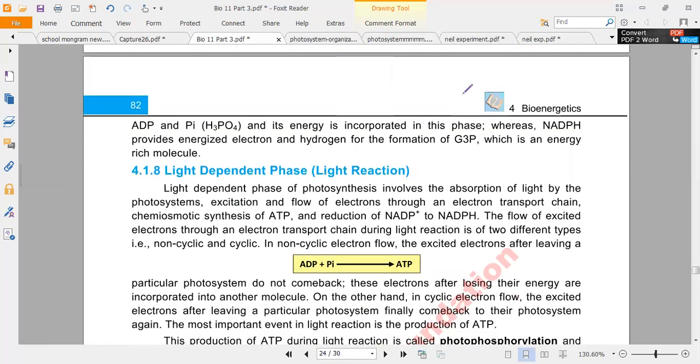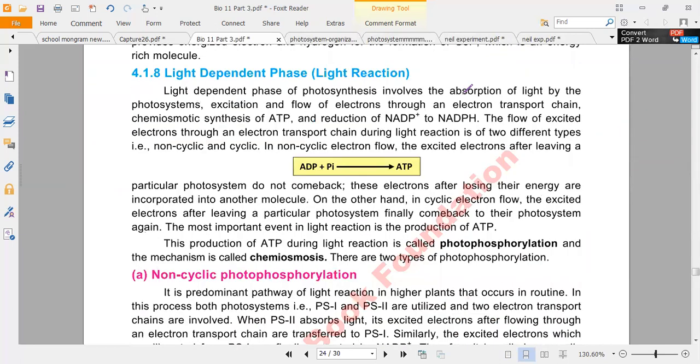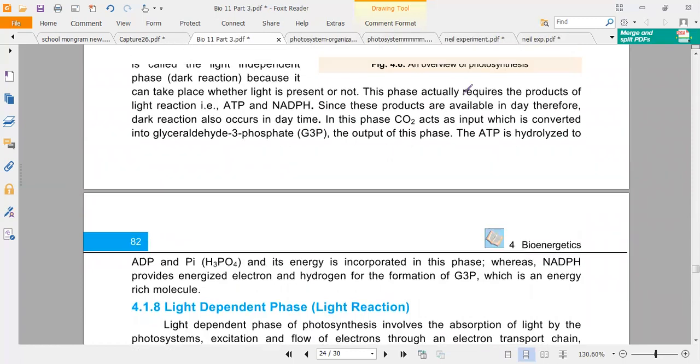So in the next lecture, we will see the light dependent reaction or light reaction, and in that we will see non-cyclic and cyclic photophosphorylation, and then we will see the dark reaction as well.